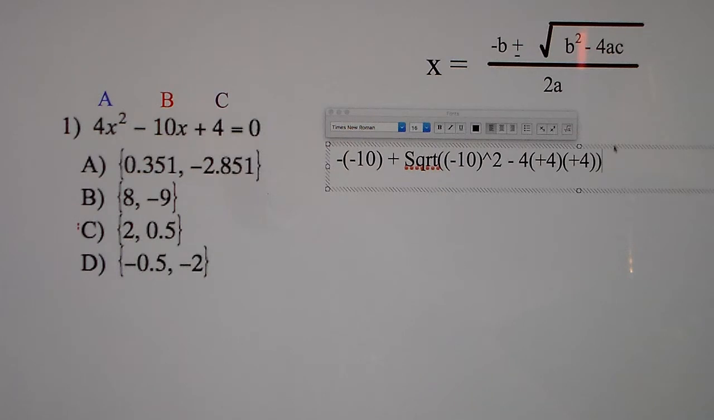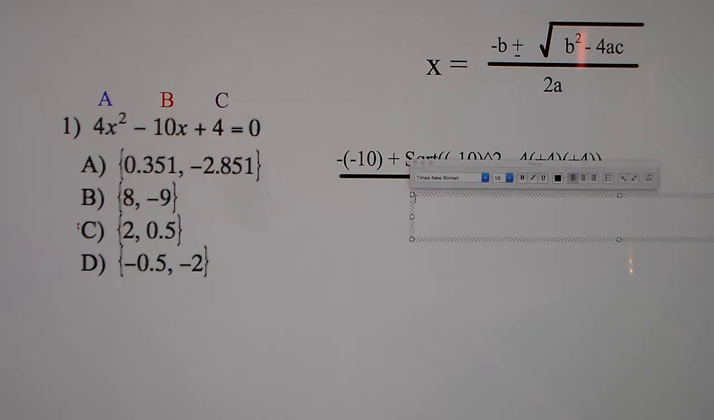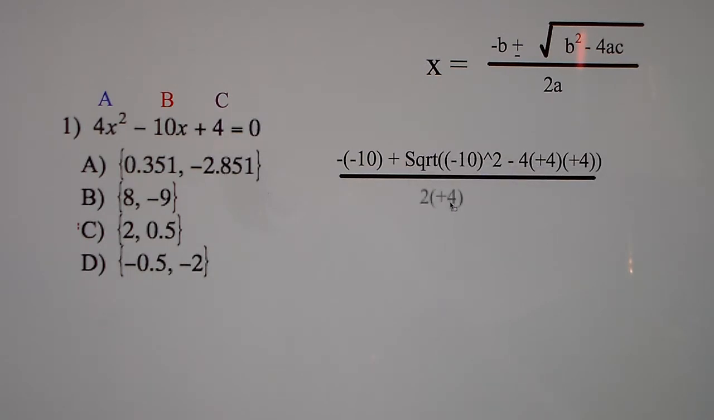Then we have to divide by 2a. So this entire thing is divided by 2 times the a value. So 2, parentheses. The a value in our problem here is positive 4. So 2 times positive 4. And this will get us one of the x values. So let's simplify this down here. Negative 10, that's really just a positive 10.